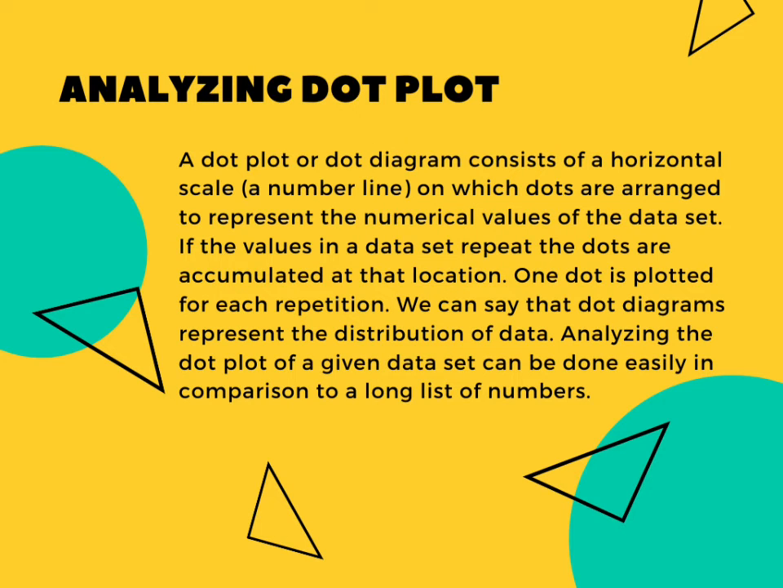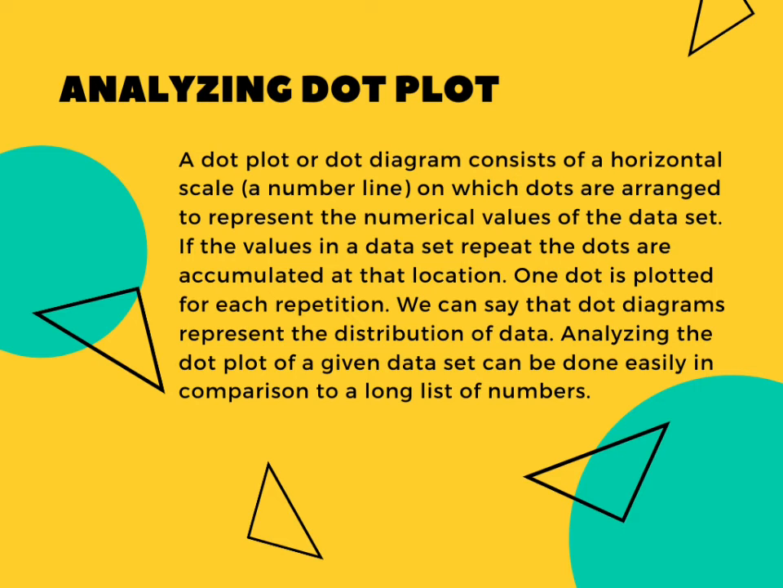Analyzing a dot plot. A dot plot or dot diagram consists of a horizontal scale, a number line, on which dots are arranged to represent the numerical values of the data set. If the values in a data set repeat, the dots are accumulated at that location. One dot is plotted for each repetition. We can say that dot diagrams represent the distribution of data.